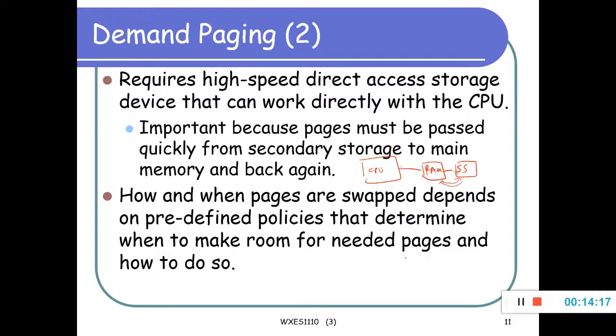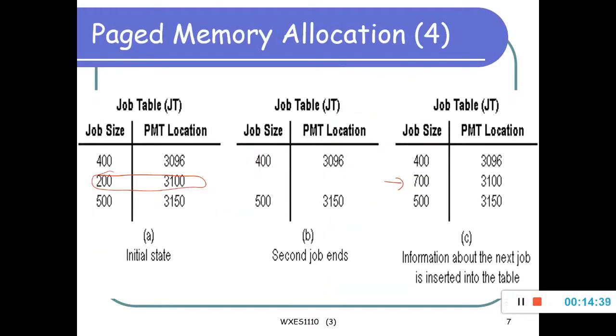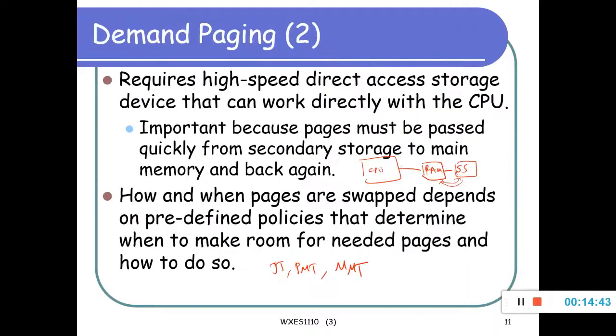So the OS relies on the JT, PMT, and MMT to implement the algorithm. You have your job table, your page map table, and your memory map table. This is the job table, with job size and PMT location.